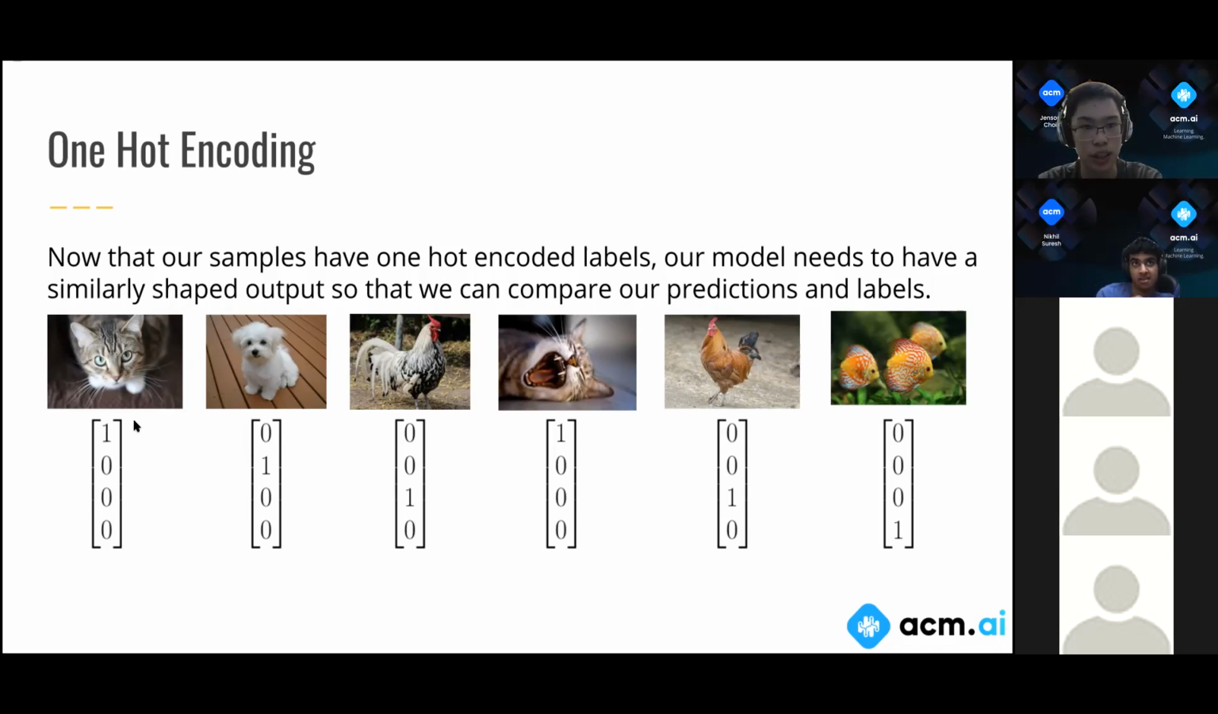So a cat is going to be 1000 because the first number here corresponds to a cat. And similarly for a dog, the second number corresponds to a dog. So the one is in the second number. This actually has an interesting property.